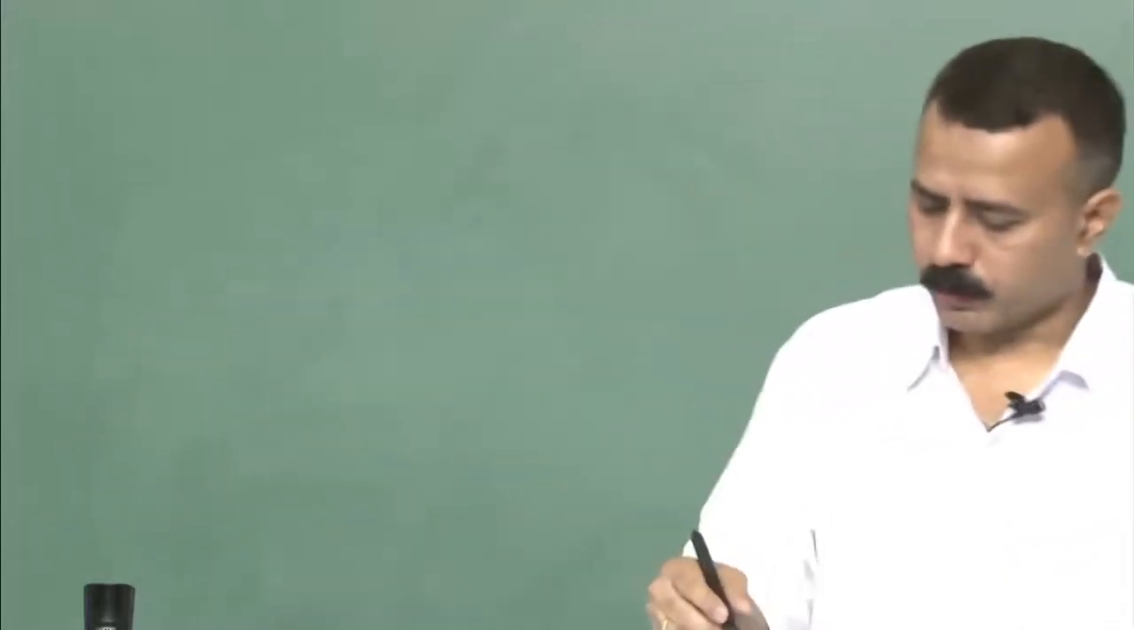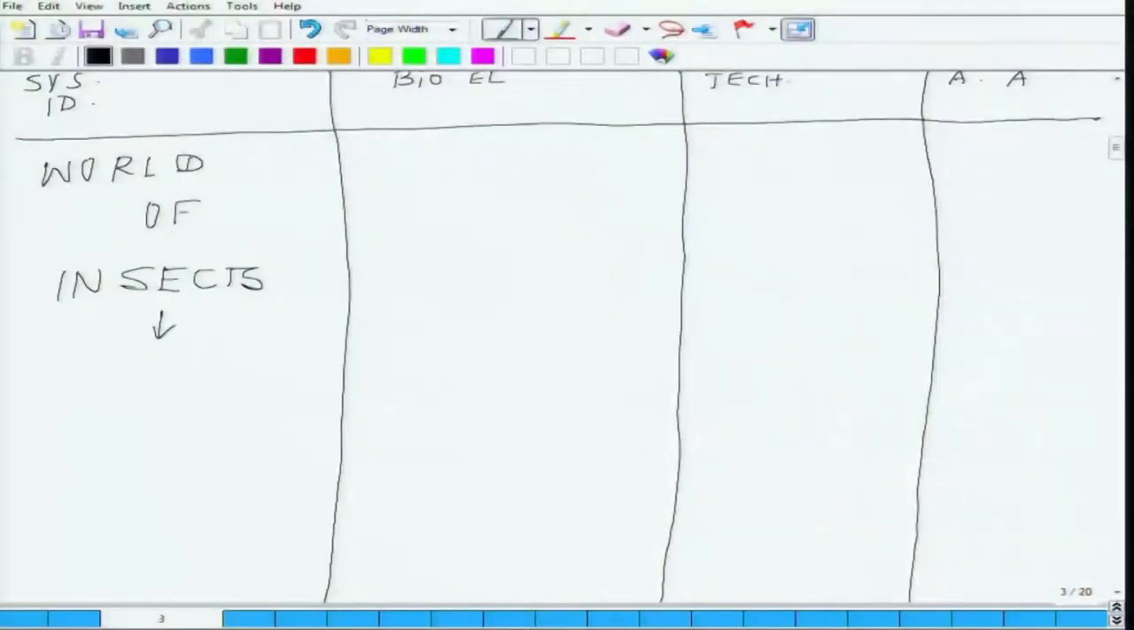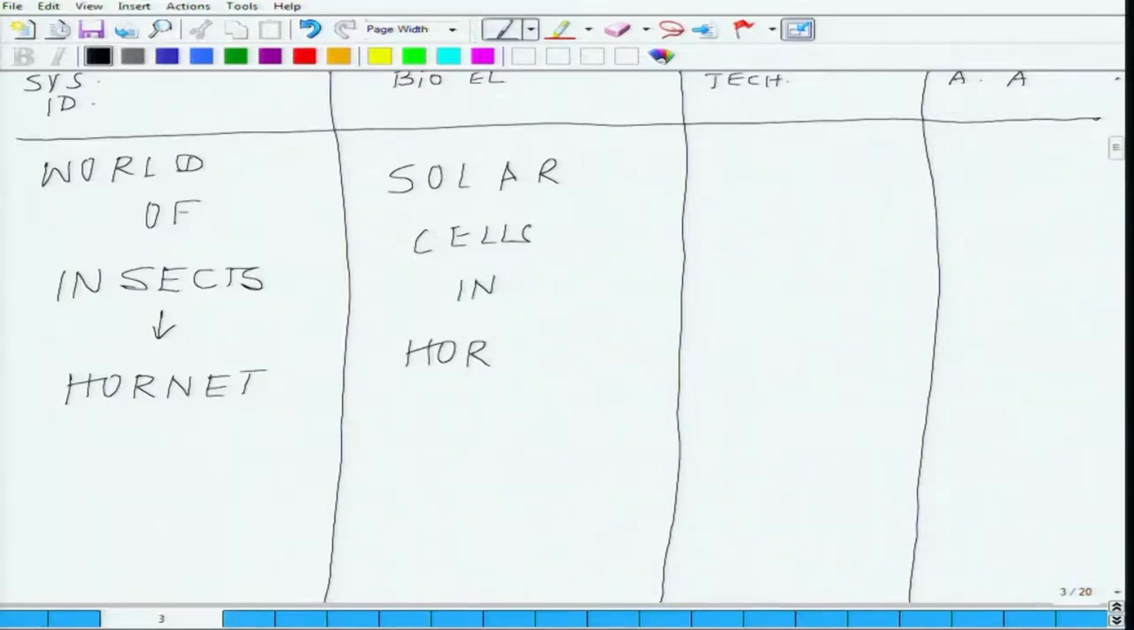Okay. So, especially we will be talking about solar cells in hornet. So, in other words, here the phenomenon will be solar energy to electrical energy.